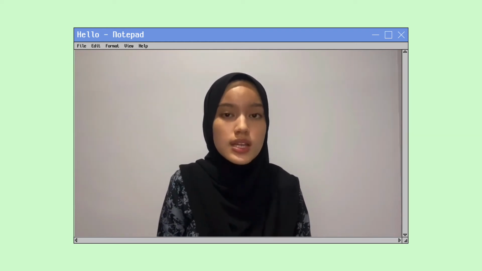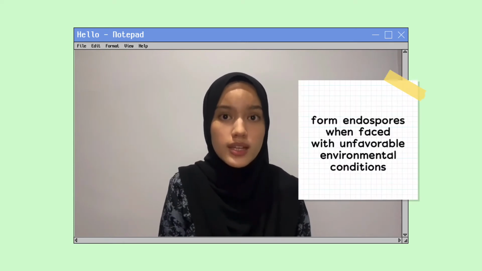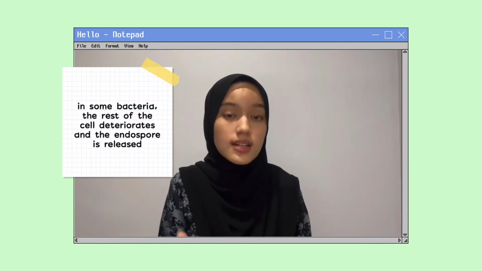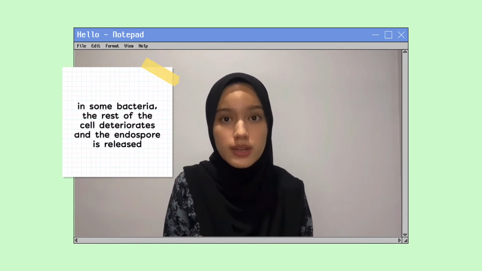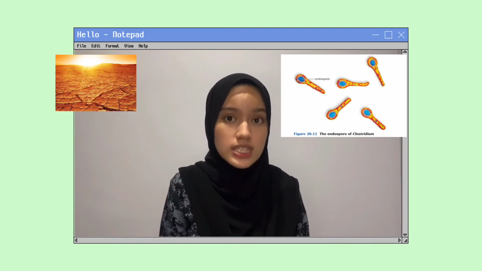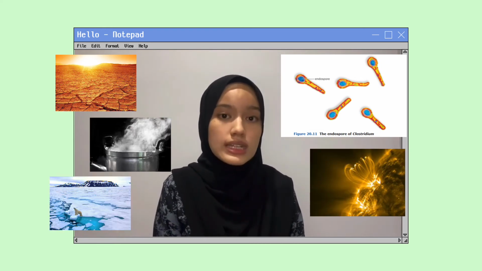occurs. Some of the deadliest pathogens will form endospores when faced with unfavorable environmental conditions. In some bacteria, the rest of the cell deteriorates and the endospore is released. Endospores survive in the harshest of environments such as desert heat and dehydration, boiling temperatures, polar ice, and extreme ultraviolet radiation.